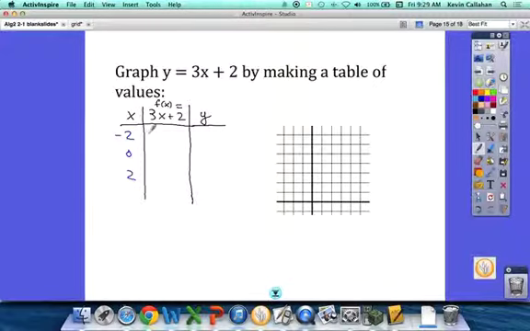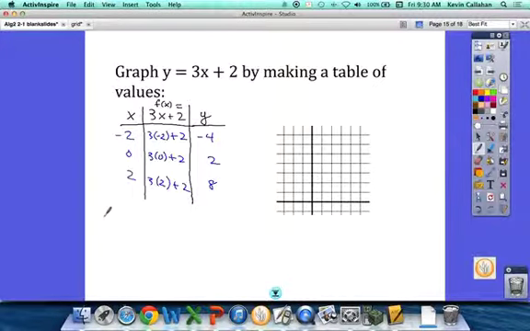Right? So this one will be 3 times -2. That was wrong. -2 plus 2, which is -4. Let's plug in a 0. 3 times 0 plus 2. 2. 3 times 2 plus 2, which is 8.